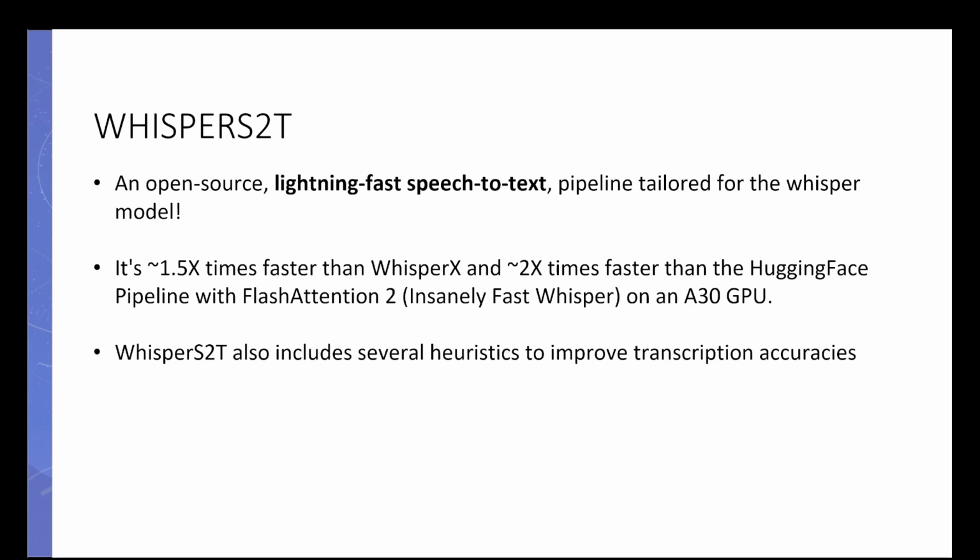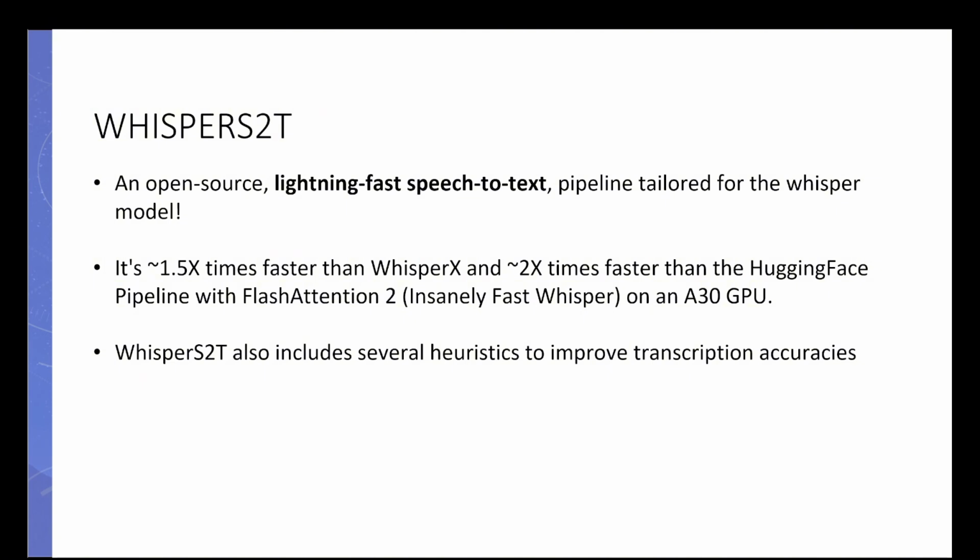So the basic idea of WhisperS2T is that it's generally an open source platform or library. It's a lightning fast speech to text pipeline tailored for the Whisper model. The authors claim that it offers speed enhancements upon the original Whisper and WhisperX. They say that the speed enhancement is like 1.5 times faster than WhisperX and 2 times faster than the Hugging Face pipeline with flash attention. And it's also in general faster than the original OpenAI, and I'll show you that today.